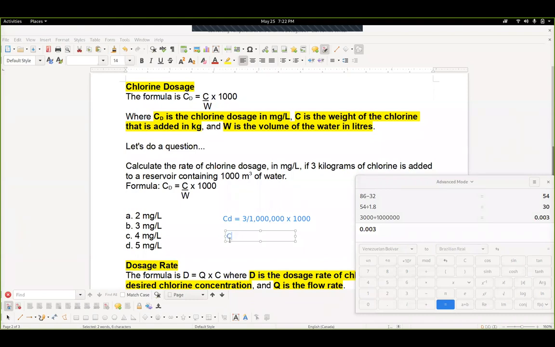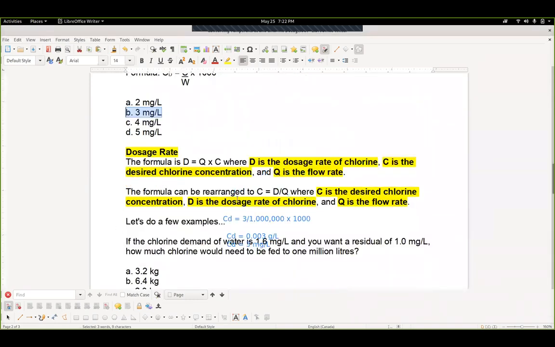So CD equals 0.003. But what we did was we multiplied the kilograms by 1,000, so we got grams per liter. So this is grams per liter, but we need milligrams per liter. So we actually need to multiply it again by 1,000, so we get 3 milligrams per liter. So the answer is going to be B, 3 milligrams per liter.